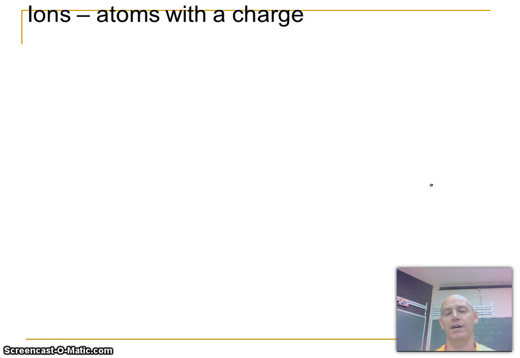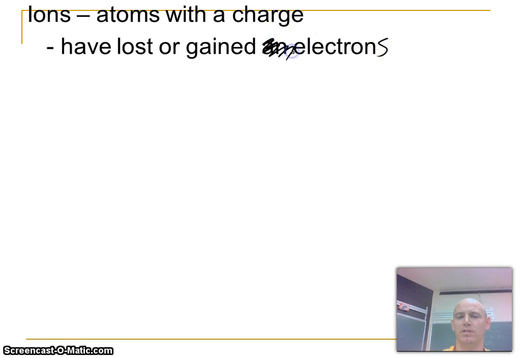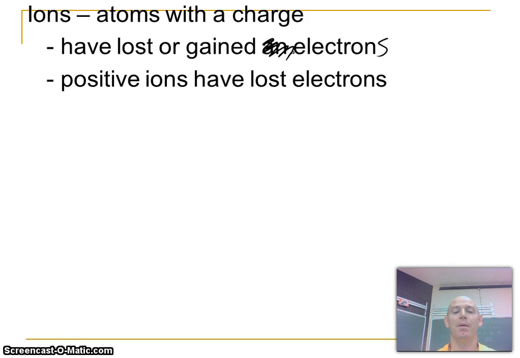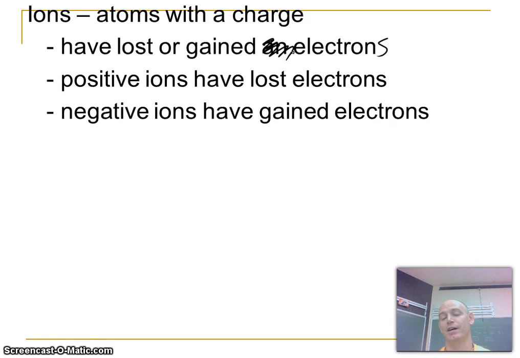All right, almost done with this particular section. Ions. Ions are atoms with a charge. They have lost or gained electrons. It says an electron, but electrons, because you can have a charge of more than just plus or minus 1. Positive ions have lost electrons, so they become less negative. And when you become less negative, you become more positive, right? If you are a negative ion, you have gained electrons. So you've picked up negative charge.